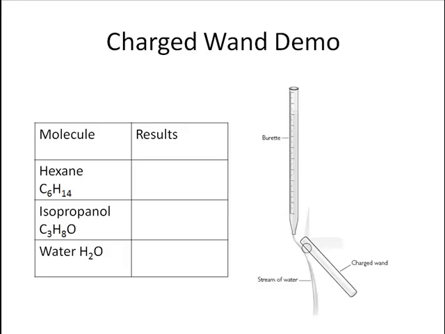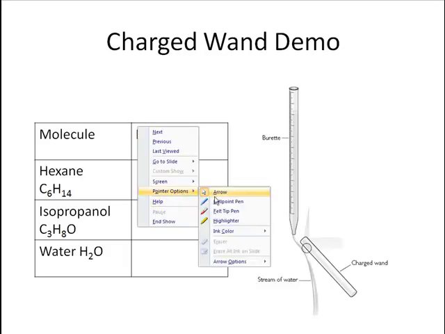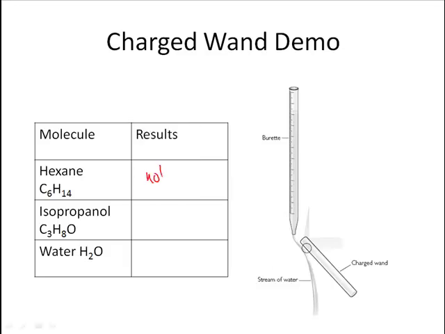All right. With our demonstration, what did the hexane do with the charged one? Nothing. Nothing. All right, what about the isopropanol? Okay. All right, went towards it. Very good. That's also called attracted. Water. What did the water do? Okay, it went towards it as well. Okay. All right. Now, this here is a picture of the demonstration.